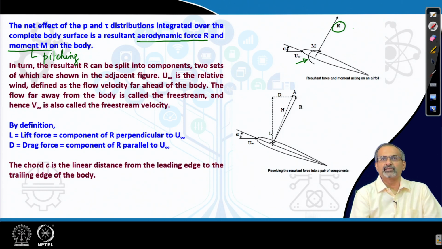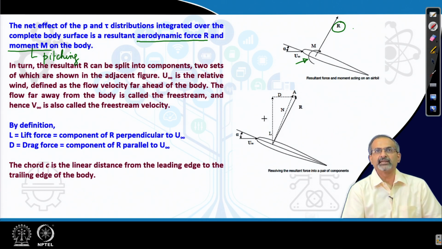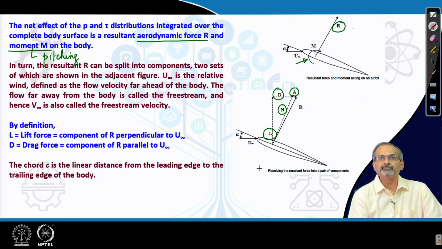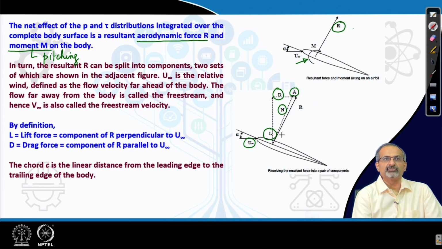You can resolve the resultant force into 2 possible components. One way of resolving it is the force components which are orthogonal to the chord and parallel to the chord. So, that forms the normal and the axial force. There is another way of resolving R. The 2 force components lift and drag, which happen to be perpendicular to the free stream and parallel to the free stream.